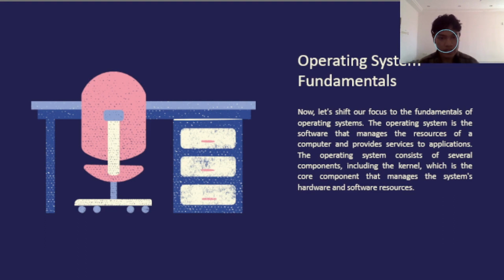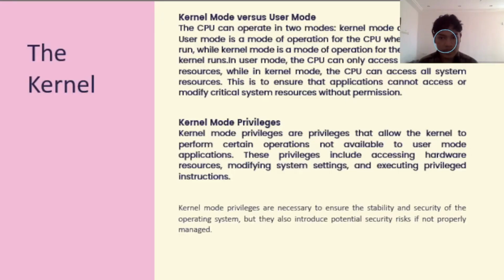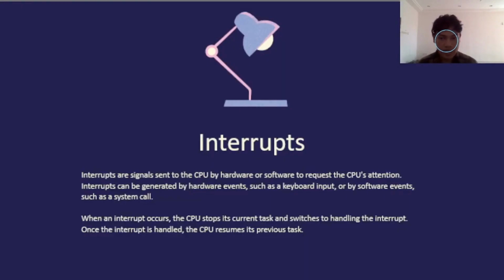The first is the kernel. The kernel is the central component of the operating system that manages system resources and provides services to applications. It operates in two modes, kernel mode and user mode. Kernel mode has higher privilege and access to system resources than user mode. The next is interrupts. Interrupts are signals sent by a hardware device or software to the CPU that temporarily halt the current program and switch to another program or process.